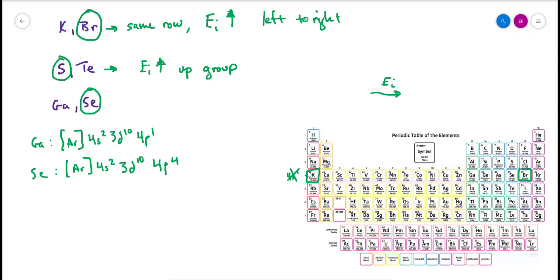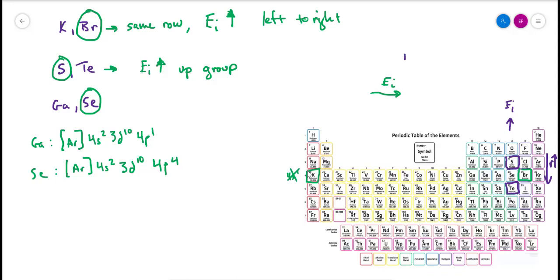Let's look at sulfur and tellurium. So sulfur, let's do a different color. Sulfur is right here in the table, and tellurium is right here. So they're in the same group. We know that the ionization energy increases as you go up a group in this direction. That should make some sense because just thinking about atomic radii, as you go down the group here, the radius gets much bigger, right? If the radius is bigger, those electrons in the valence shell, in that highest principal quantum number group, they're much further away from that core nucleus.